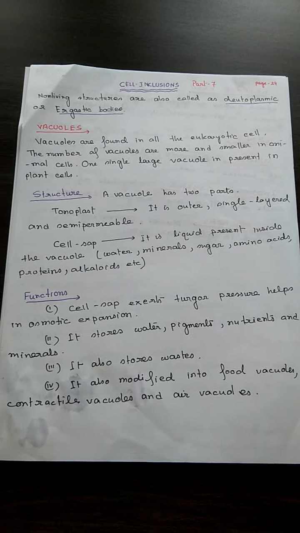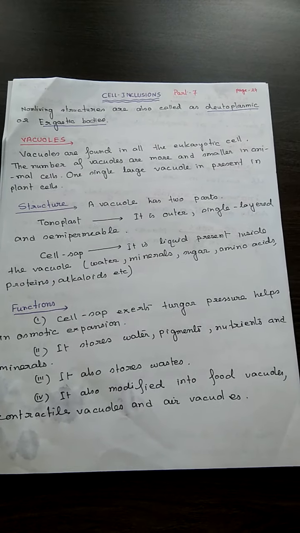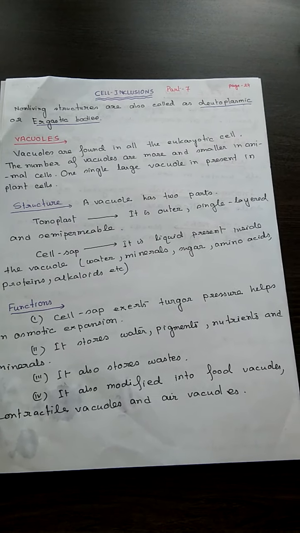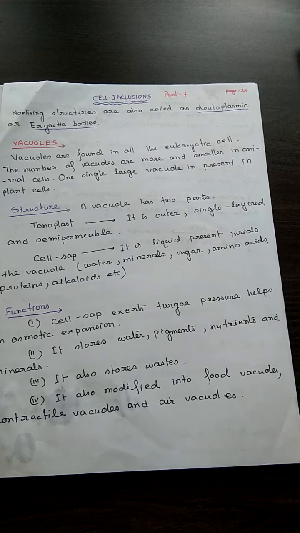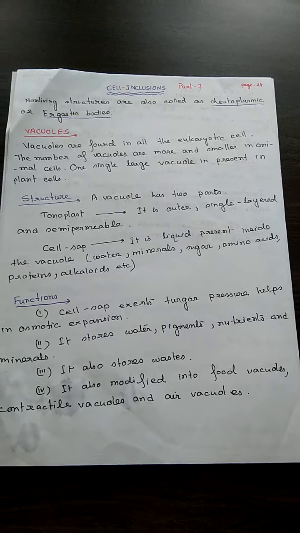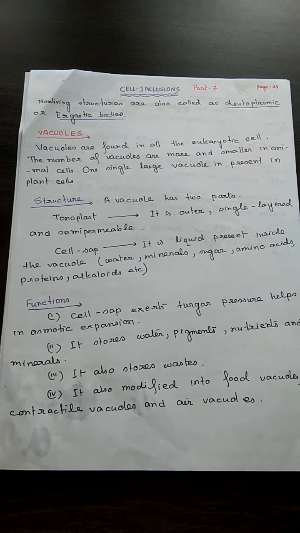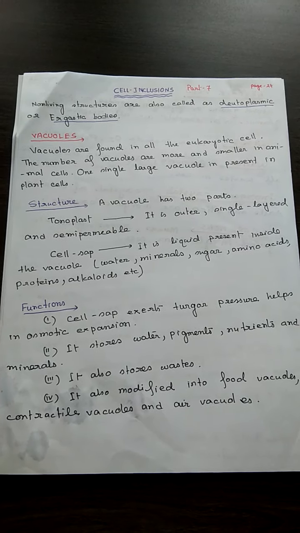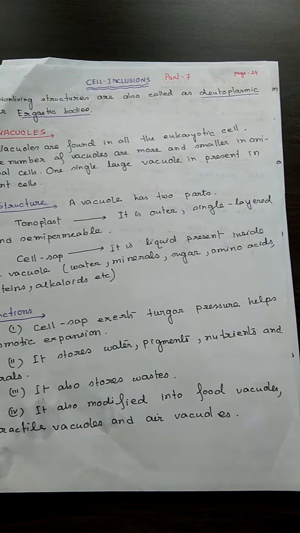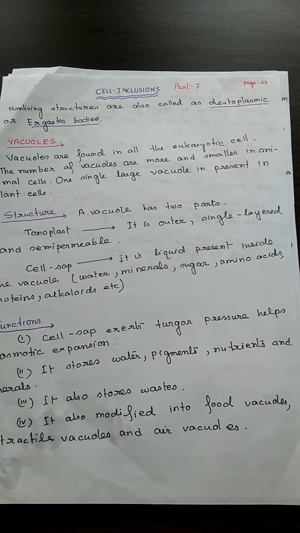And what is the function? The cell sap exerts turgor pressure, meaning pressure towards the wall, keeping the cell from a flaccid condition. It stores water, nutrients and minerals. Sometimes it also stores waste. And the vacuoles are modified into different forms. Some vacuoles are food vacuoles, some are known as contractile vacuoles, and some are known as pseudovacuoles. In the case of food vacuoles, they contain egesta or digested or undigested food.